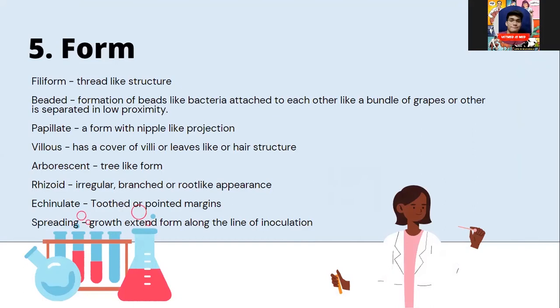Next characterization is the form of growth of the bacteria in an agar slant. First form is the filiform. It has a thread-like structure. Next is beaded, formation of beads, with bacteria attached to each other like a bunch of grapes, or otherwise separated in close proximity. Third is papillate, a form with nipple-like projections. Villous has a cover of villi, or leaf-like or hair-like structures. Arborescent, tree-like form. Rhizoid, irregular, branched, or root-like appearance. Echinulate, toothed or pointed margins. And spreading, growth extending along the line of inoculation.